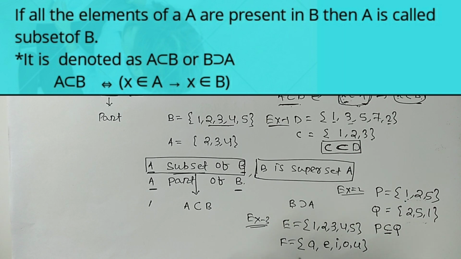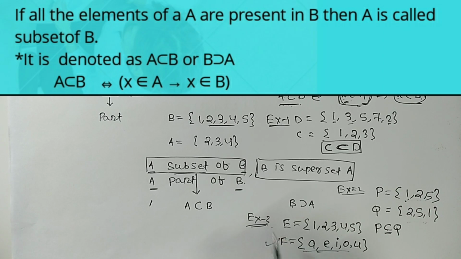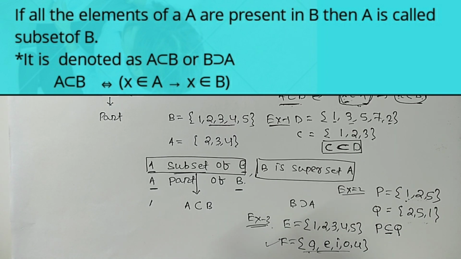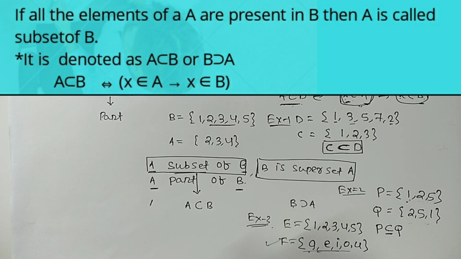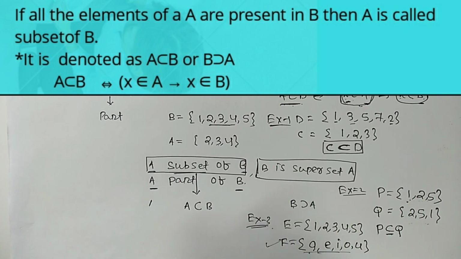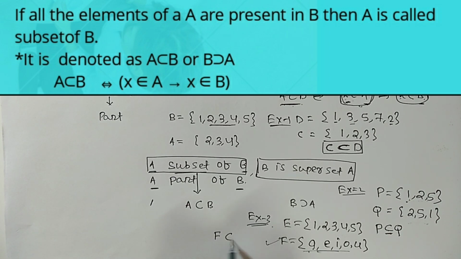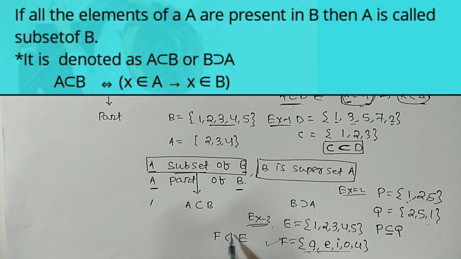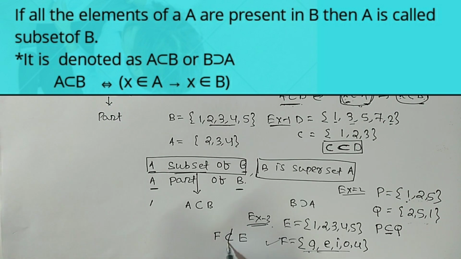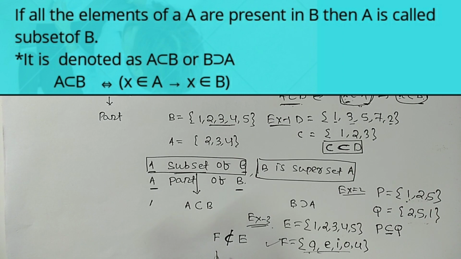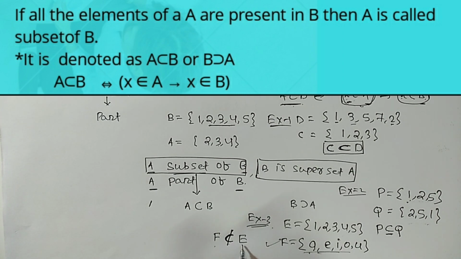So can we say that all the elements in the set F are present in the set E? No. If there is an element in the set F which is not part of E, then we write that the set F is not a part of the set E, or we can say that F is not a subset of E. For not a subset, we write the subset sign and cancel it. So F is not a subset of the set E.